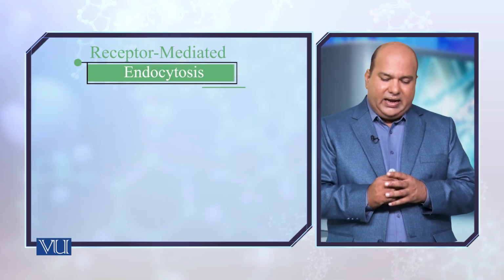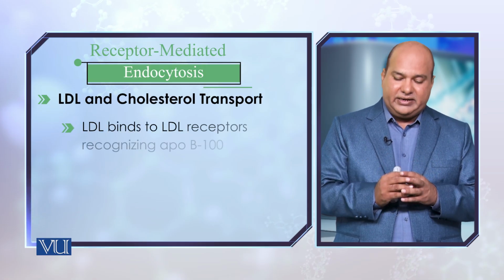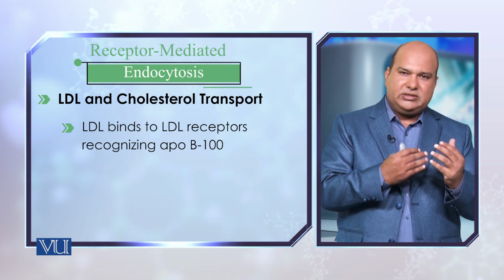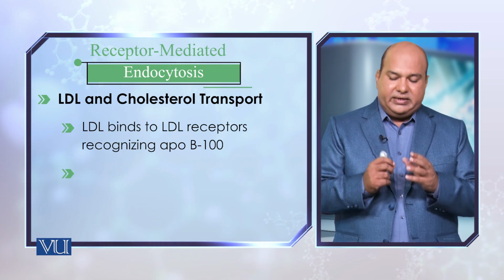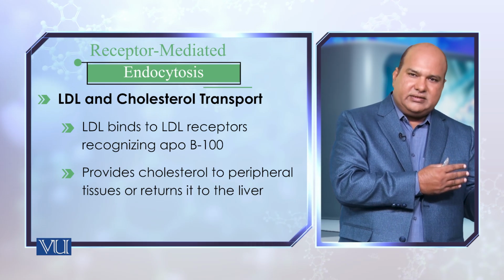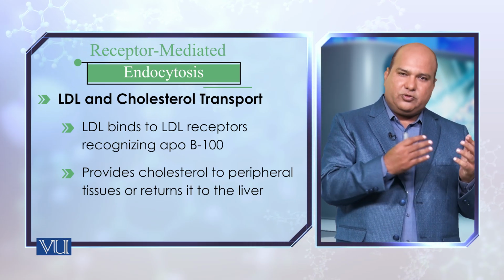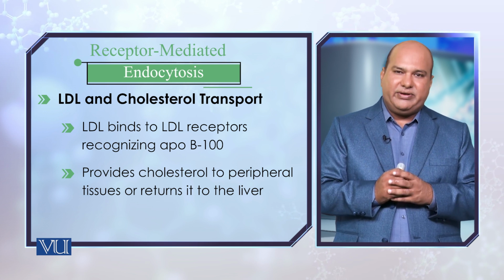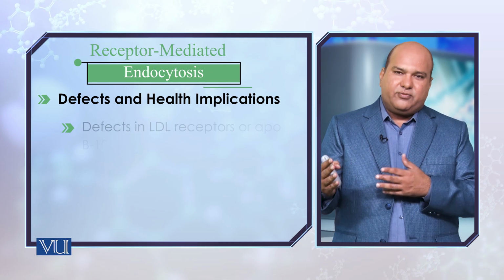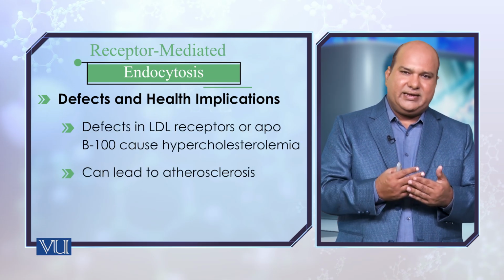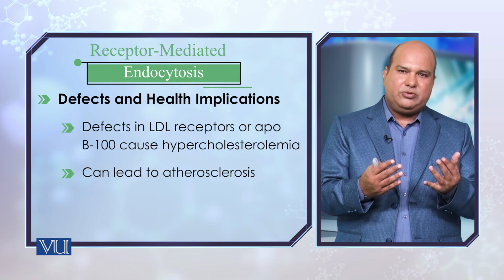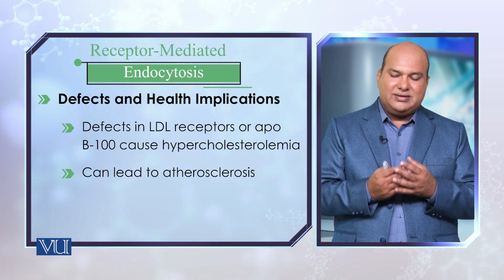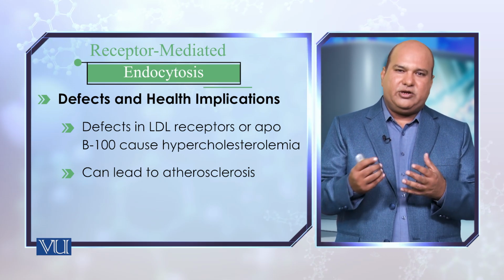So, LDL binds to the LDL receptors, and the protein which is involved in this binding is the ApoB100. It provides, as the other types of lipoproteins also do, the cholesterol to the peripheral tissues, or some of it is returned through the liver. Defects, of course, I have told you that any defect in the LDL or LDL receptors will lead to some real medical implications, and of course, one of the most important medical implications is atherosclerosis or cardiovascular diseases.